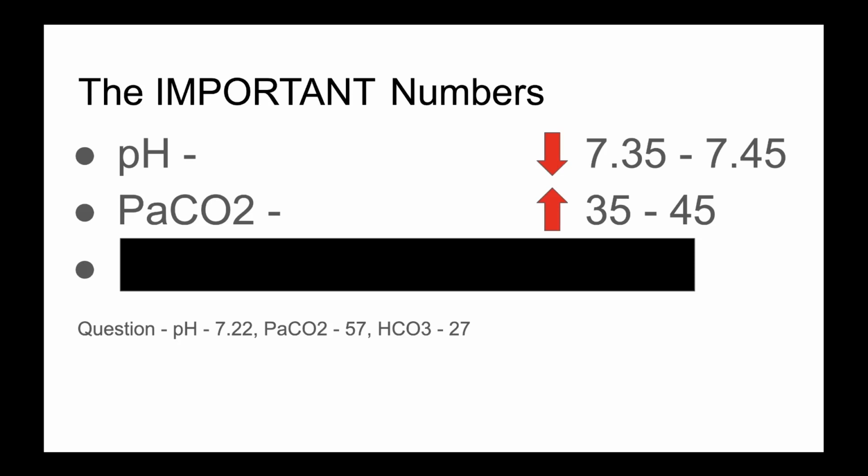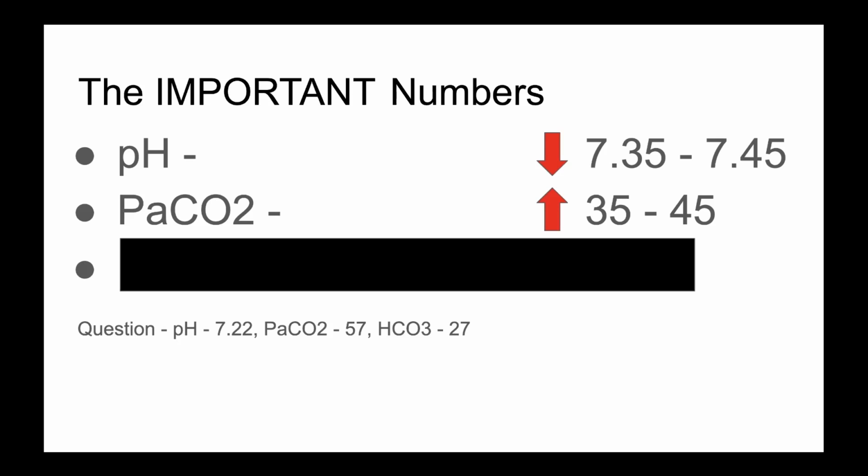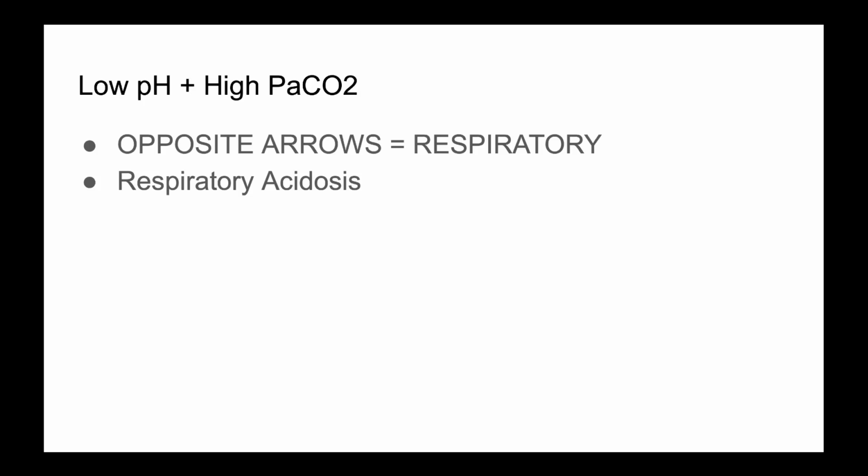If the pH arrow is pointing down and the CO2 arrow is pointing up, if they are going opposite directions, forget about the bicarb. This is of a respiratory cause. So we're going to go back. The bicarb is there, but we're not even looking at the bicarb. If the arrow is down and the other arrow is up, it is of a respiratory cause, and the bicarb does not matter. So we know this patient is acidic, right? And we know that the carbon dioxide is up. It's the opposite arrow. This patient is in respiratory acidosis.